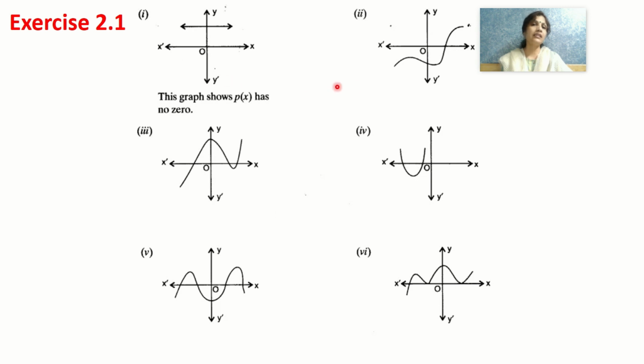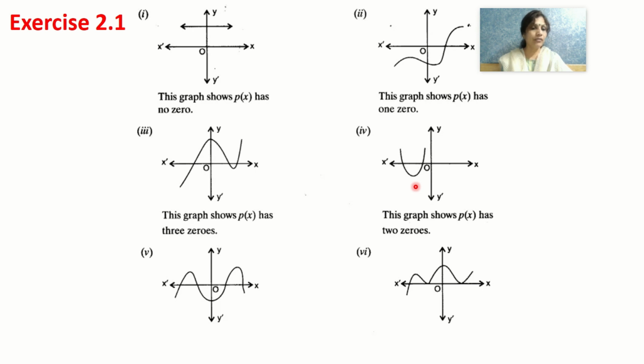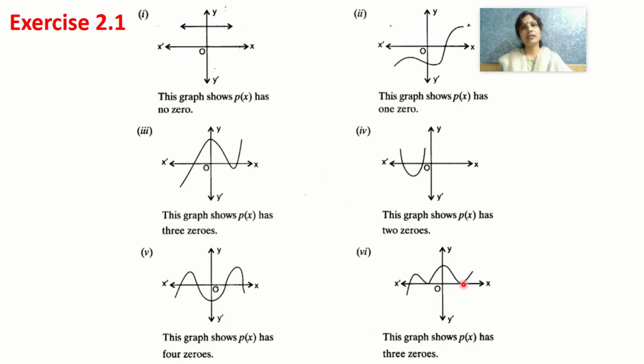From the second graph, since it is intersecting the x-axis at only one point, we will say that this graph will have 1 zero. Next, if you observe this graph, it is intersecting the x-axis at 3 points. These are the 3 points. So this graph will have 3 zeros. Next, in this graph, it is intersecting the x-axis at 2 points. So we will say that the graph has 2 zeros. Here, if you see this fifth graph, you will observe that the graph intersects the x-axis at 4 places. So this graph will have 4 zeros. In the next case, again, the graph intersects the x-axis at 3 different places. So we can say that this graph has 3 zeros.